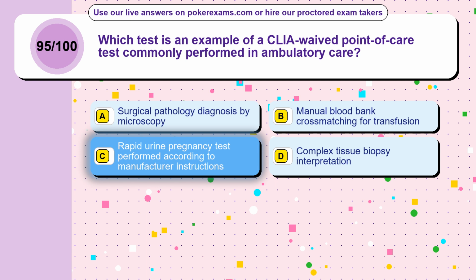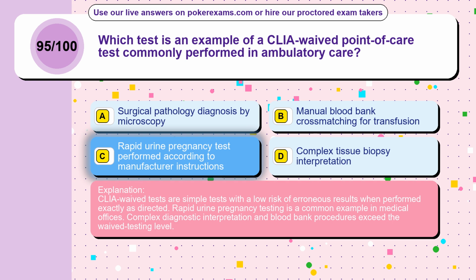The correct answer is option C. Rapid urine pregnancy test performed according to manufacturer instructions. CLIA-waived tests are simple tests with a low risk of erroneous results when performed exactly as directed. Rapid urine pregnancy testing is a common example in medical offices. Complex diagnostic interpretation and blood bank procedures exceed the waived testing level.